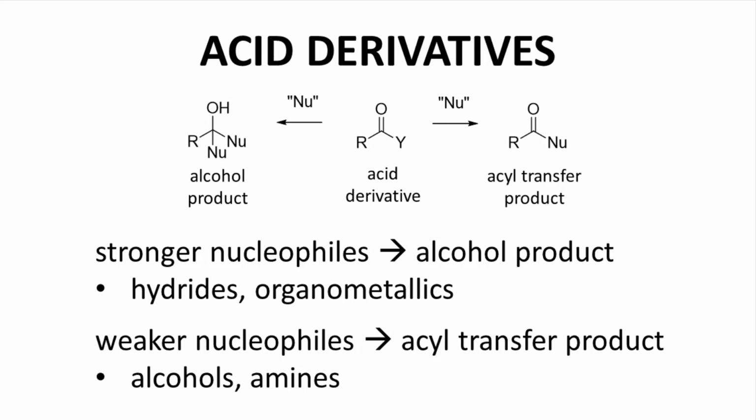The reaction of acid derivatives with nucleophiles gives different products depending on the identity of the nucleophile. Very strong nucleophiles like hydrides and organometallics perform both a nucleophilic substitution and nucleophilic addition to give an alcohol product. Weaker nucleophiles like alcohols and amines tend to undergo an acyl transfer reaction to give a new, more stable acid derivative. The exact product can vary based on what type of acid derivative is being used as the starting material.